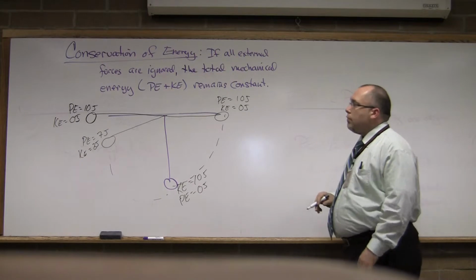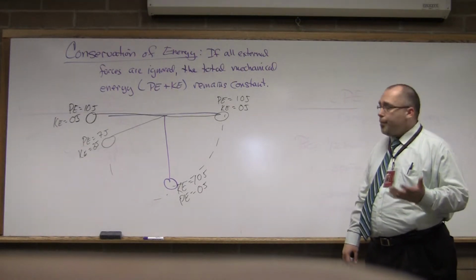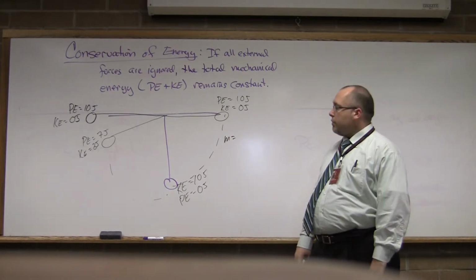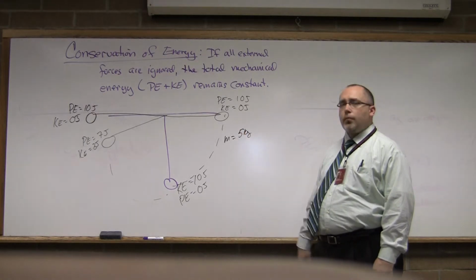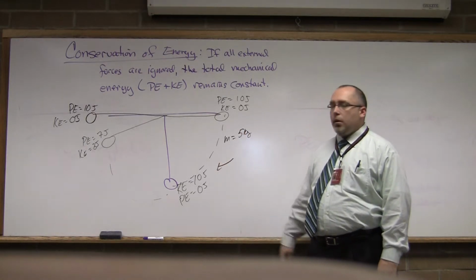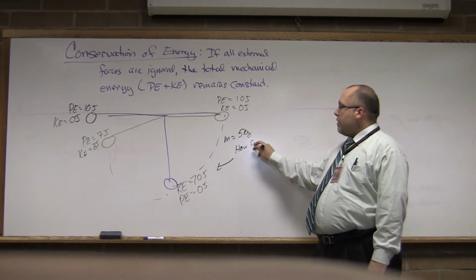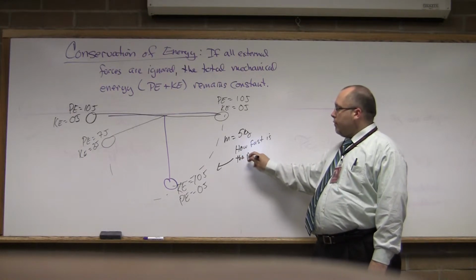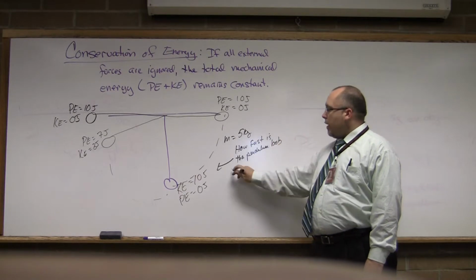Now, that's all fine and dandy. That's the idea behind it, but you also have to do some calculations with it. Say, for instance, I gave you the mass of the pendulum bob and all the wire and so forth is 5 kilograms. I want to know how fast is the pendulum bob moving at the low point of the swing?